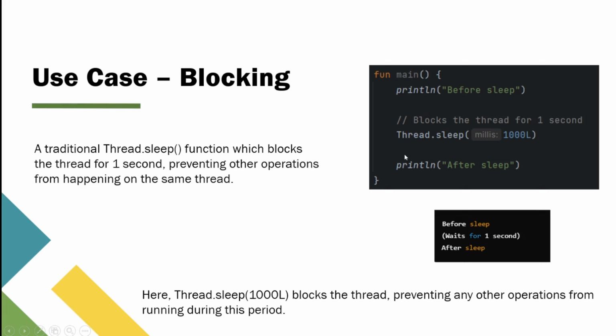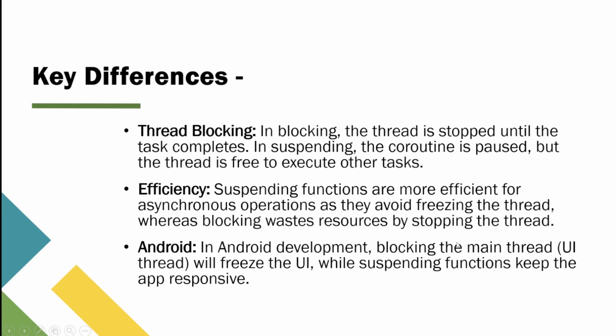Rather, it blocked the execution of this thread and it waited for 1 second, and then after that it executed the after sleep line. So this is basically the traditional way, the thread.sleep function, which blocks the thread for 1 second, preventing other operations from happening on the same thread. So this will block the thread and it will not allow the execution. So that's what the blocking function does.